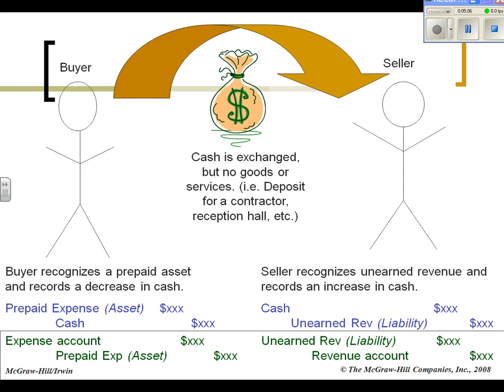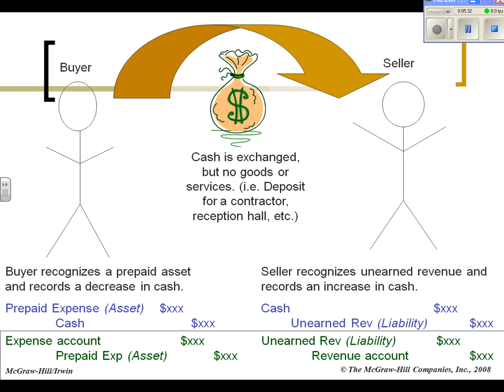All right, so now the bagel shop owner is on the other side of this and they're the seller. So they're going to say to the customer, you know what? I want a deposit. And when they receive that deposit, they're going to record the cash coming in. But again, the bagel shop owner hasn't earned that revenue yet. When they actually cater the party, then they'll record the revenue coming in and remove that liability.